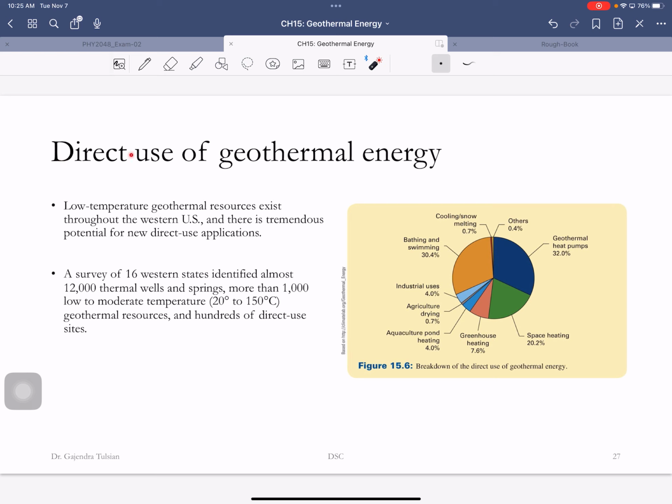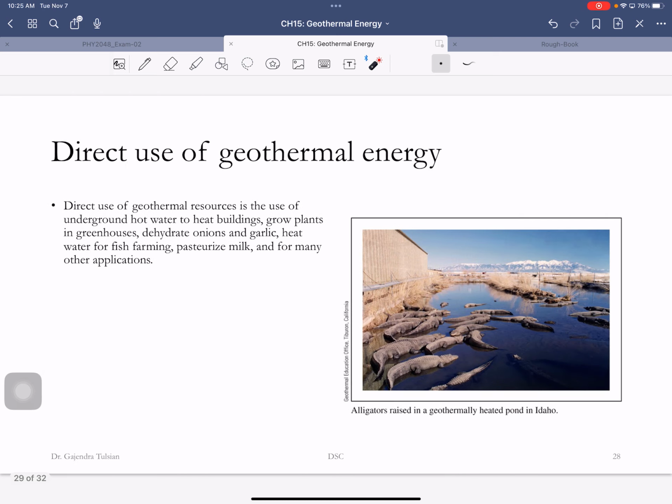Okay, now we'll talk about direct use of geothermal energy. That is, we're going to use that heat and not produce electricity. A survey of 16 western states identified almost 12,000 thermal wells. Again, thermal wells are heat or warm water coming up from locations where there's some kind of heating mechanism for this water close by. These are low to moderate temperatures, 20 to 150 degrees Celsius.